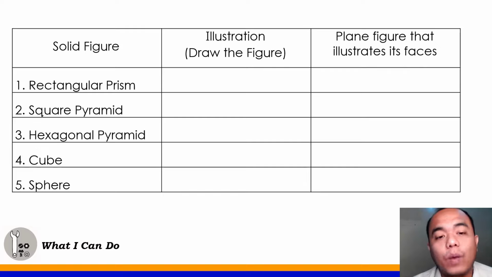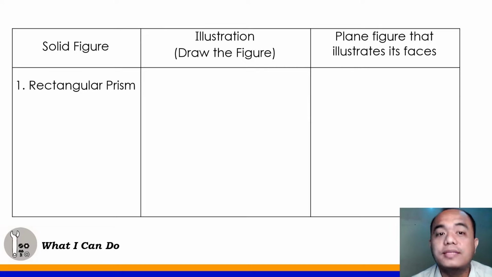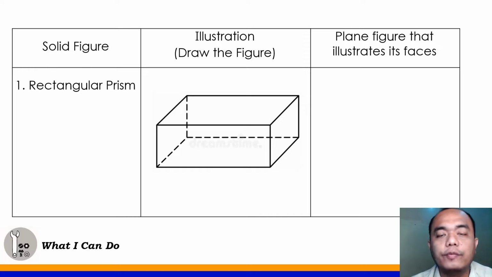This time, let us have the What I Can Do part of the module. All you have to do is to illustrate the given solid figure and identify what kind of plane figure illustrates its faces. Okay? Let's start. Let's have number 1, rectangular prism. So this is how rectangular prism looks like. And what kind of plane figure illustrates its faces? Yes, obviously, the faces of rectangular prism are made up of rectangles.